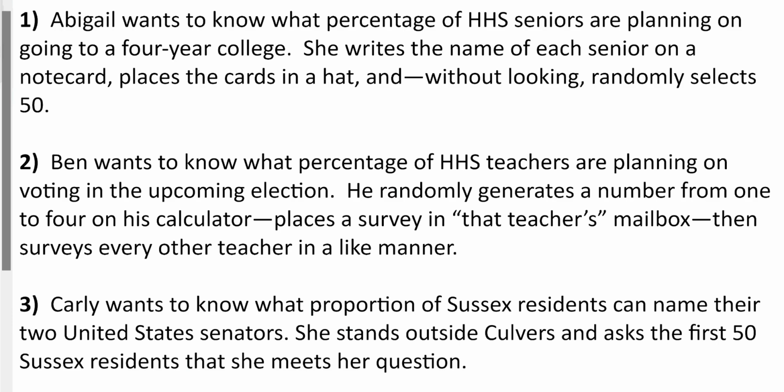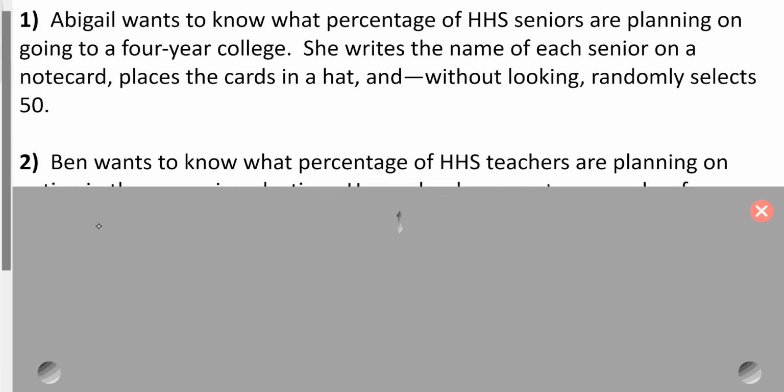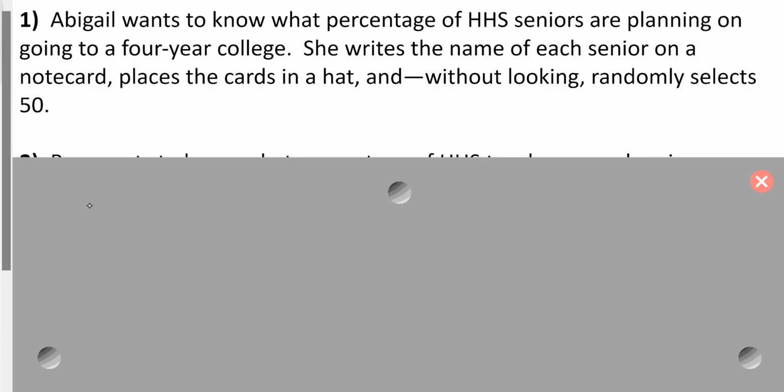So let's do number 1. Abigail wants to know what percentage of Hamilton High School students are going to four-year college. She writes the name of each senior on a note card, places them in a hat, and without looking, randomly selects 50 of them. What is this? It is a simple random sample. She's taking everybody and picking random 50 out of it.